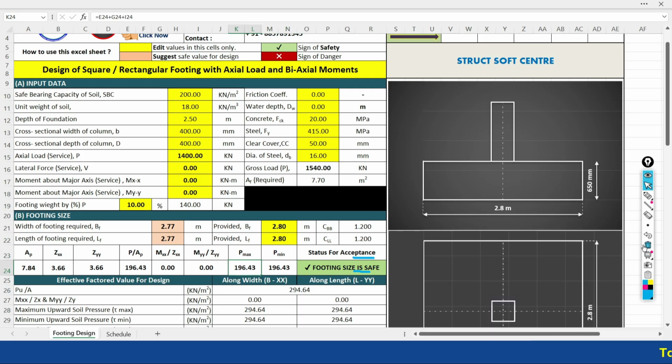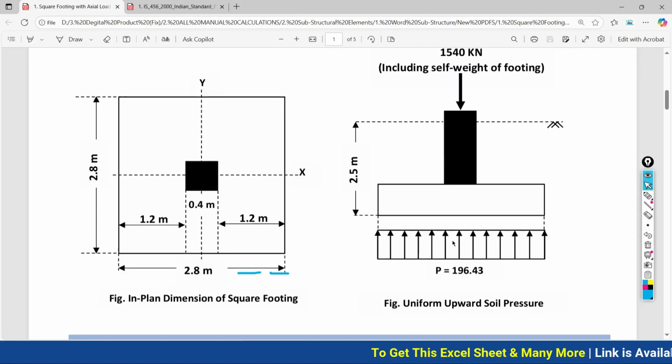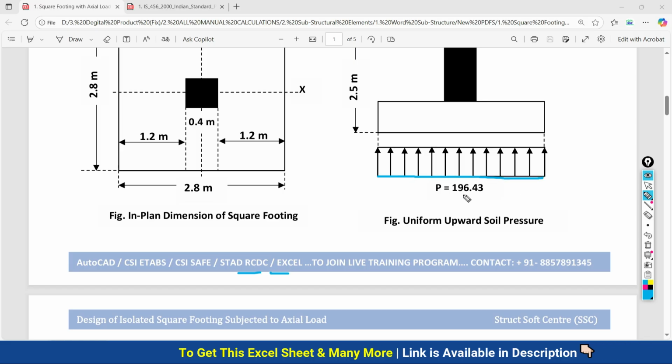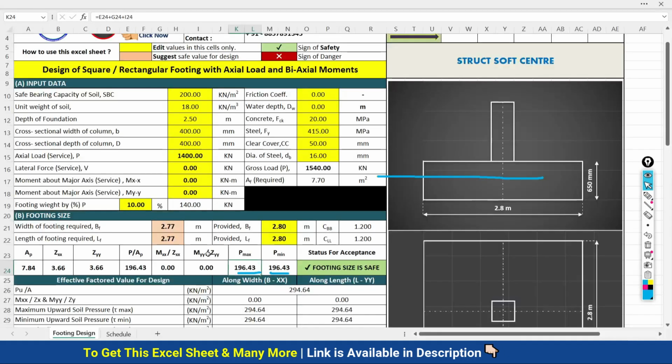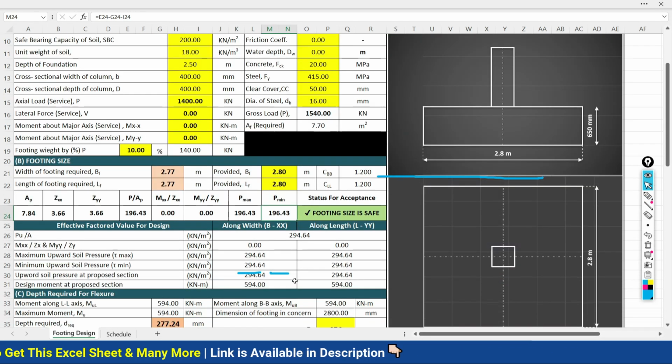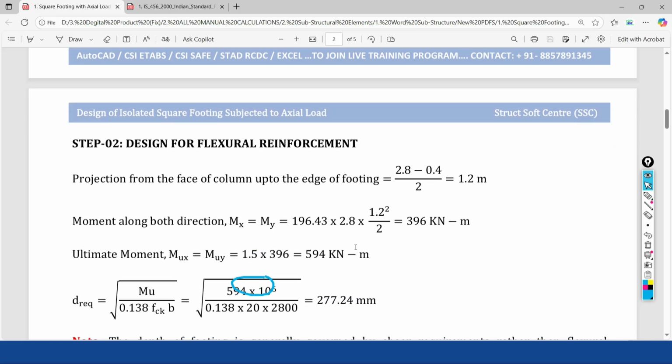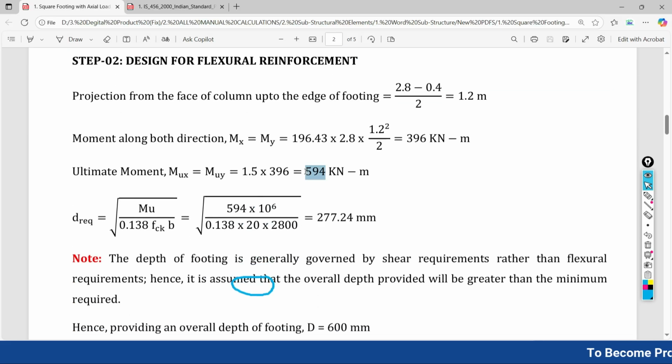Upward soil pressure, maximum and minimum both will be the same because it is a uniform upward soil pressure. As you can see here, it is a uniform pressure from one end to another end, 196.43. The sheet is also doing the same thing. Now the design moment at the proposed section, at the face of the column, is 594. In our manual calculation it is also 594 factored moment.